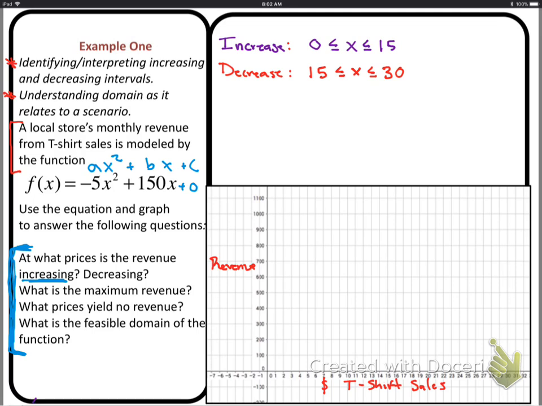Now we're looking at our next question. What is the maximum revenue? Maximum revenue is where we make the most money.